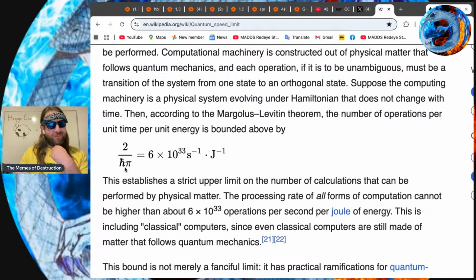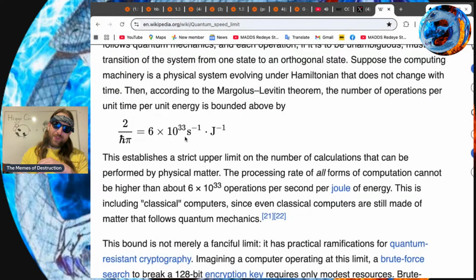So long story short, this apparently is the speed limit of quantum information of actual matter. So basically it's 2 divided by hbar pi, equals about 6 times 10 to the 33 inverse seconds energy. Joule seconds, it's just the inverse of these dimensions. It's inverse action, or inverse spin, or however you want to quantify it.